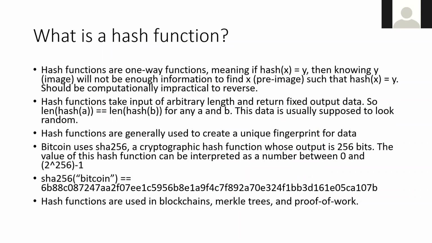So Bitcoin uses a hash function called SHA-256. The output of SHA-256 is 256 bits, so it's 32 bytes. You can also interpret the value of this hash function as a number between 0 and 2 to the 256 power minus 1. Just below, I give an example of what the SHA-256 hash of Bitcoin looks like, this garbled string.